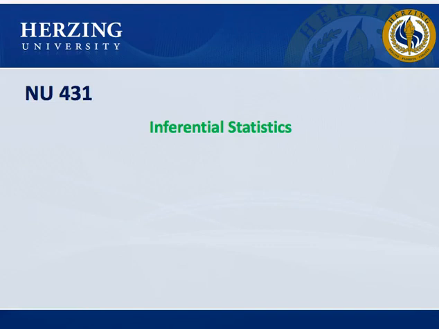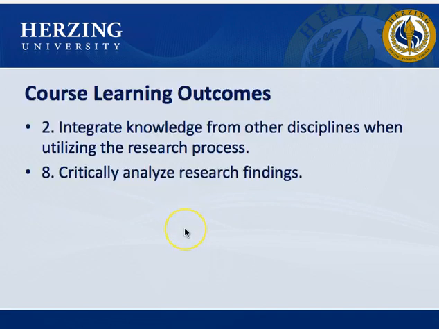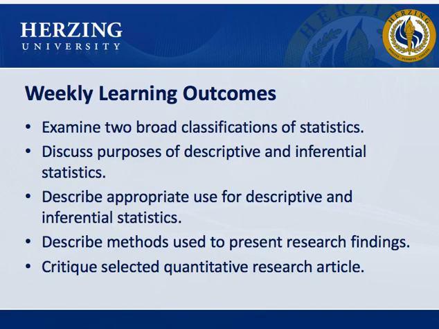Nursing 431, Inferential Statistics. The course learning outcomes include integrate knowledge from other disciplines when utilizing the research process and critically analyze research findings. The weekly learning outcomes include examine two broad classifications of statistics, discuss purposes of descriptive and inferential statistics, describe appropriate use for descriptive and inferential statistics, describe methods used to present research findings, and lastly, critique selected quantitative research articles.